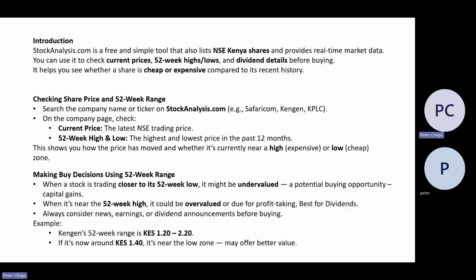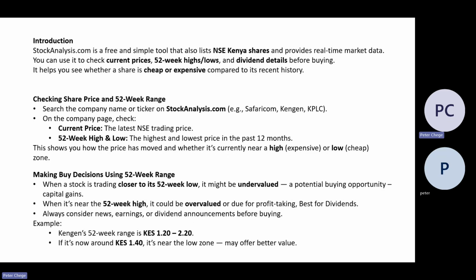So how can you use stockanalysis.com to make buy decisions? It is using the 52-week range, the high and low. When the stock is trading closer to its 52-week low, it means it's already undervalued. The buy price is at its lowest. This gives you a potential buying opportunity. But again, you need to understand why the price has gone down. And that translates into capital gains, where you buy low and sell high.